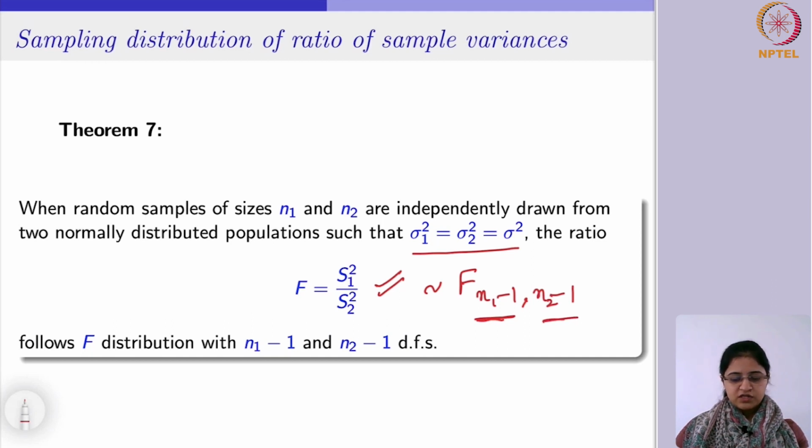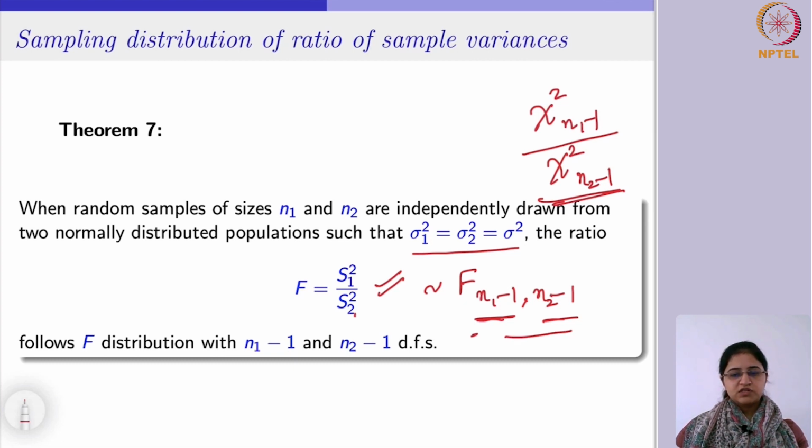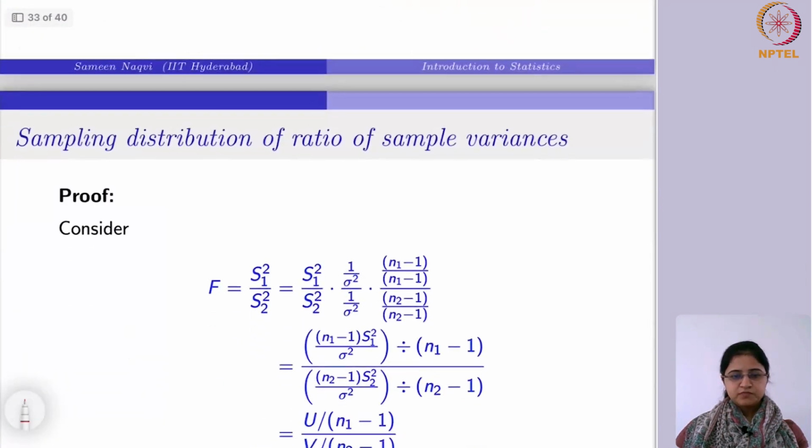Right? So here we can get an F distribution if we rearrange the terms in such a way that the numerator also has a chi-square random variable with n1 minus 1 degrees of freedom, and the denominator would also be chi-square with n2 minus 1. Then only this quantity is going to follow F distribution with these degrees of freedom. So let us just focus on this F that is given to us.